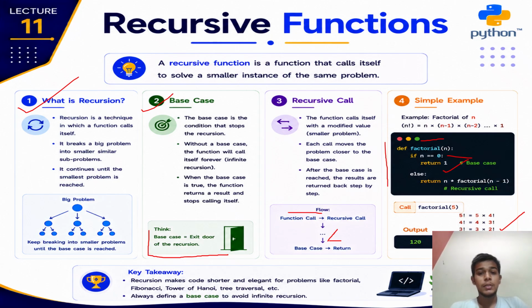So a recursive function is a function that calls itself. It solves large problems by breaking them into smaller ones. Every recursive function must have a base case to stop recursion. Without a base case, the program will enter infinite recursion and produce an error. Recursion is commonly used in problems like factorial, Fibonacci series, Tower of Hanoi, tree traversal, and many advanced algorithms.